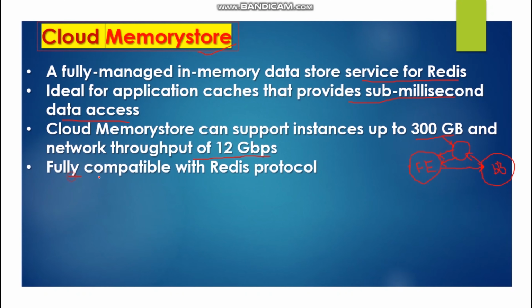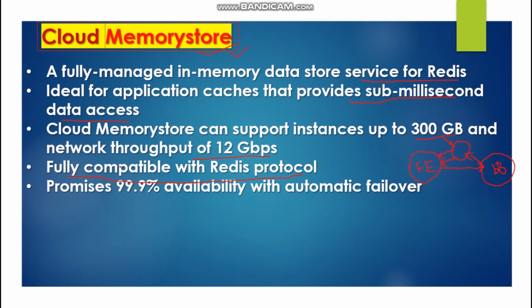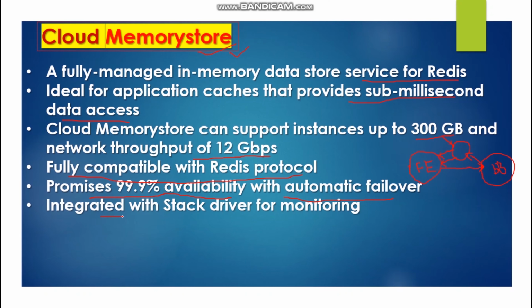It's fully compatible with the Redis protocol. That means if you have an application that already has a Redis in-memory cache installed, there will not be any code changes needed to integrate that application with Memorystore. It promises 99.9% availability with automatic failover. That means you don't have to worry about losing your data, and if the in-memory cache stops performing, you can always go to the DB, get the data again, and store it in the cache. It's also integrated with Stackdriver for monitoring.